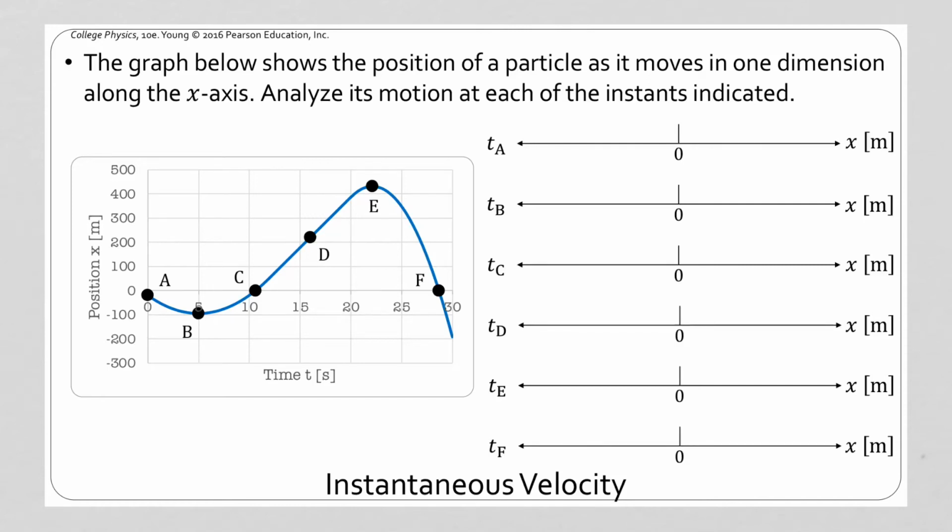Here we have a position function. We can tell it's a position function because we're given the position as a function of time, and we want to take this position function and show where the particle is at these different indicated instances. So we have 6 different number lines here, and we can use that to represent where the particle is at each one of these points in time.